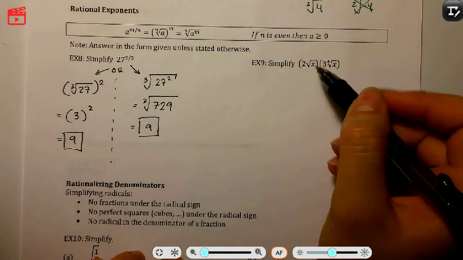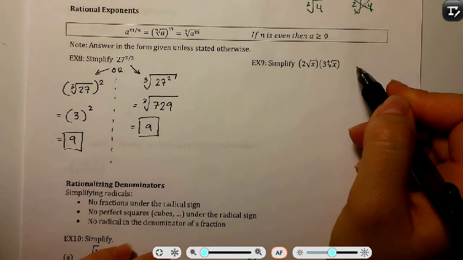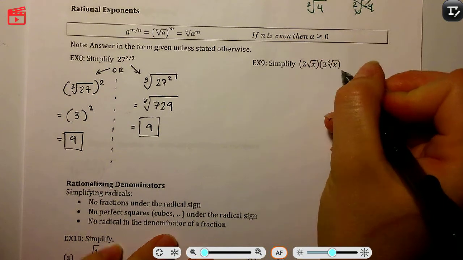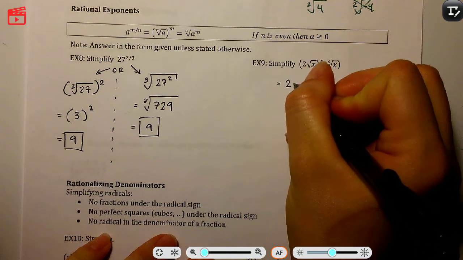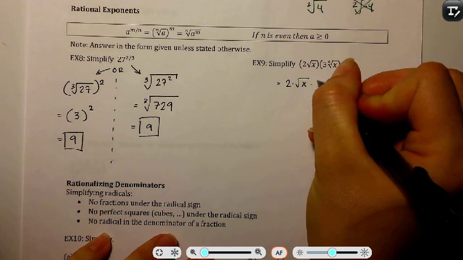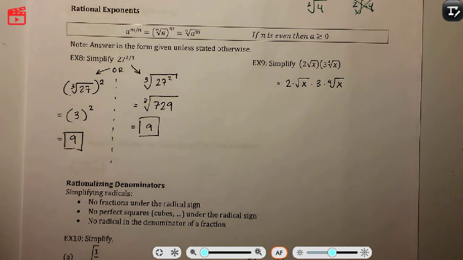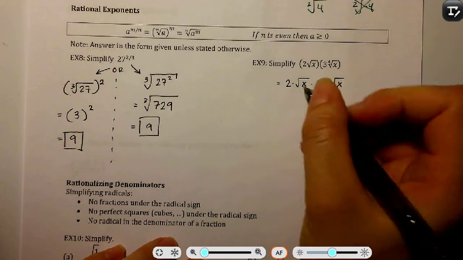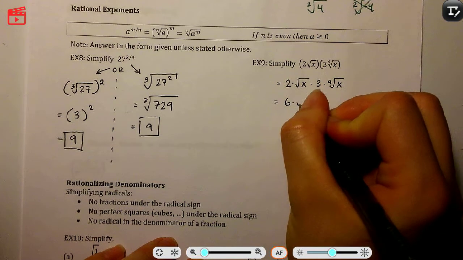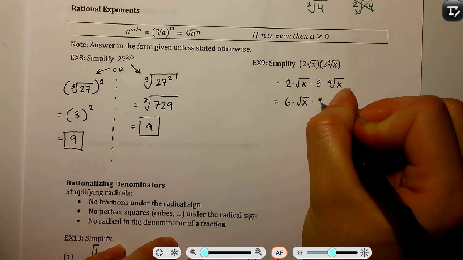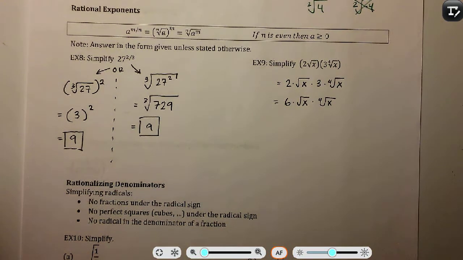Okay, so let's go ahead and work on example 9. So it says to simplify. Okay, so this is all multiplication, so I'm just going to rewrite this in the multiplication. So we can multiply the two number parts together, 2 times 3. That'd be 6. Then times x times x.